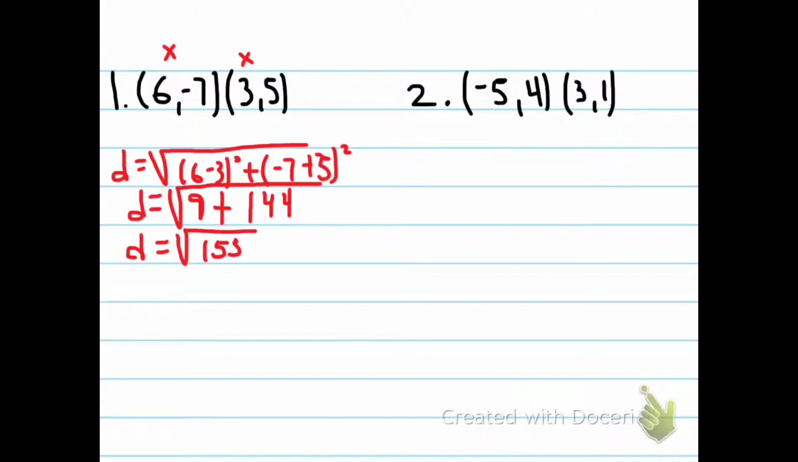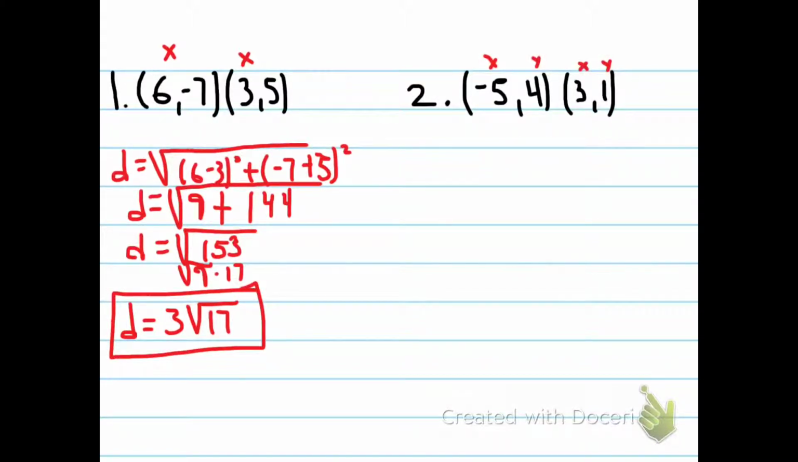You can either plug this in the calculator, or what we're gonna do is just simplify the square root. So the highest factors are 9 and 17. The square root of 9 is 3. So your answer is 3 root 17. So this is your final answer.